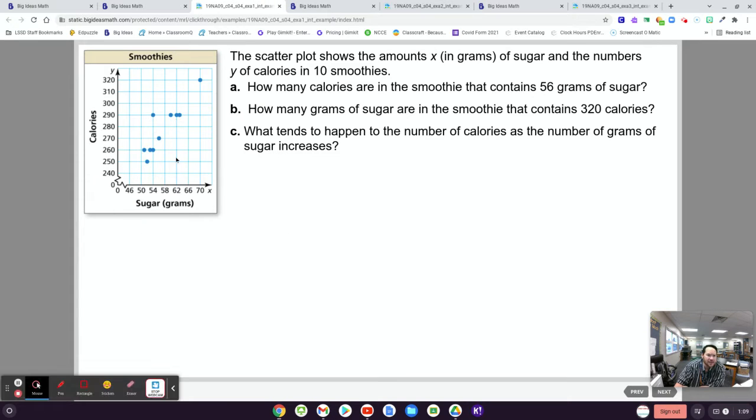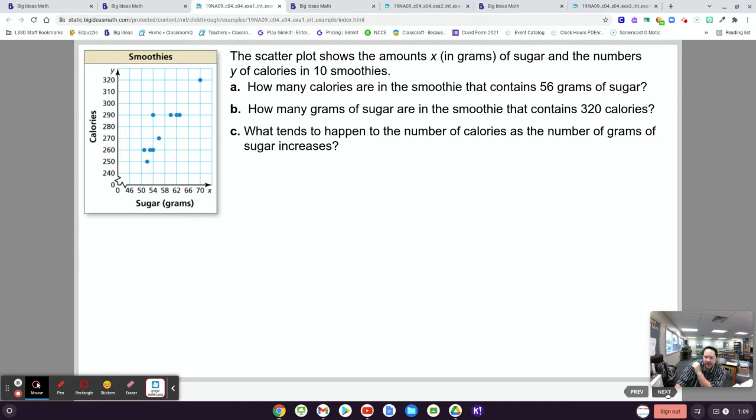Okay, so here's a scatter plot right here. It shows you sugar in grams and calories for a different set of smoothies. So it looks like they collected data from, what is that, like 10 different smoothies. Oh yeah, it tells you right here, 10 smoothies. And they figured out how many grams of sugar and how many calories are in all 10 of those smoothies. So take a look at this graph. Answer this question. How many calories are in the smoothie that contains 56 grams of sugar?